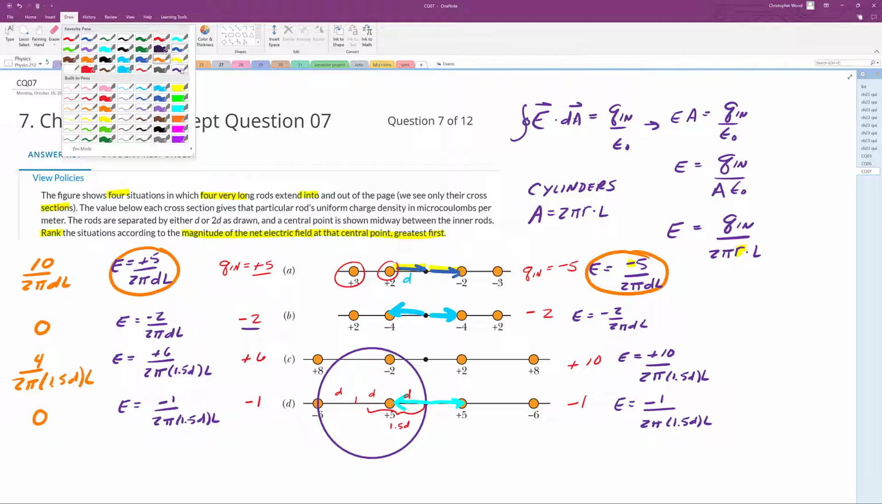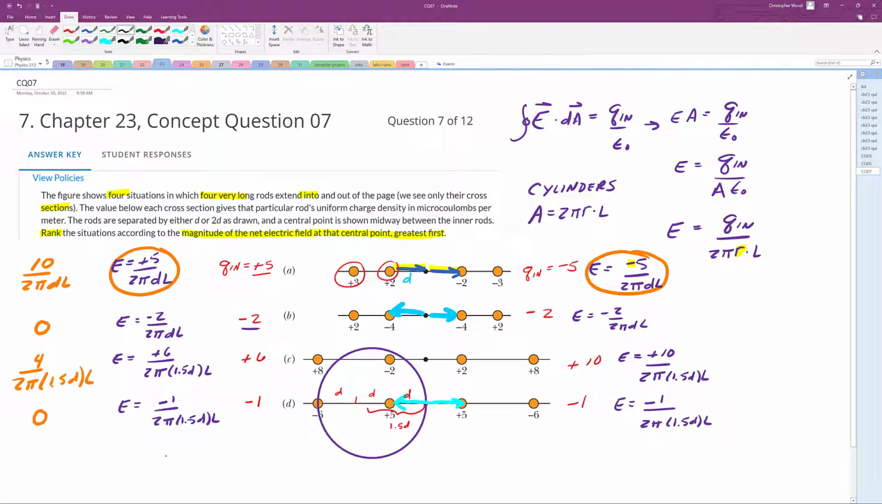So let's start adding things up. Let's see. For situation B, the net electric field is 0. For situation D, the net electric field at that point is also 0. For situation A, if I simplify that down, I have 10 over 2 pi, or maybe just 5 over pi dl. And for situation C, I have 4/3 all over pi dl.